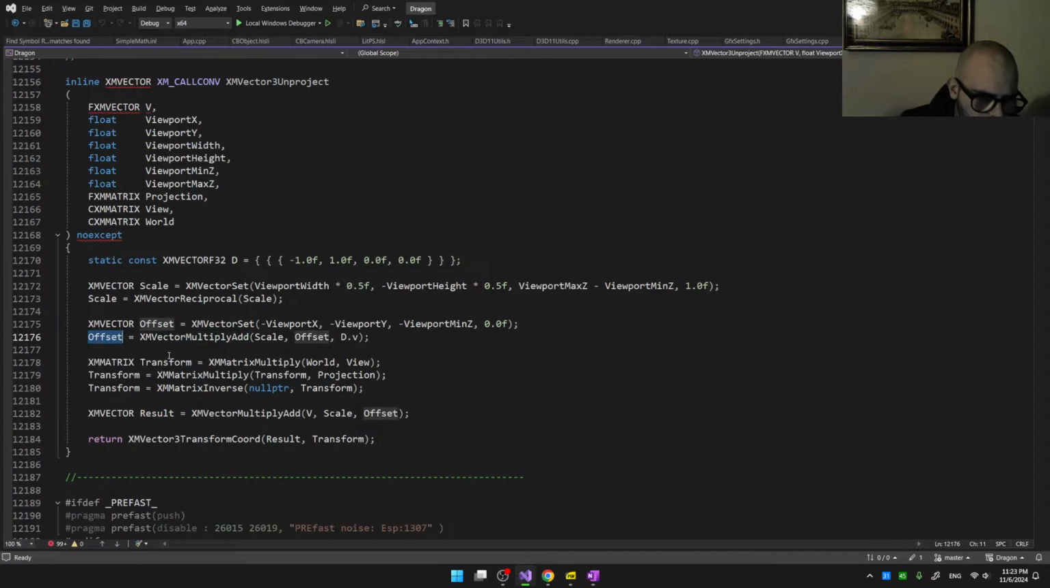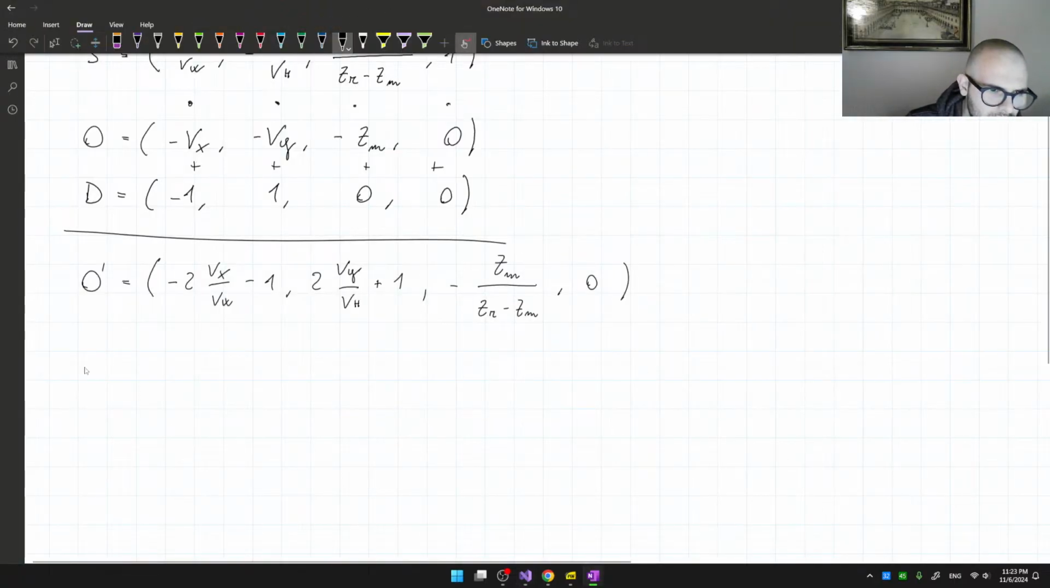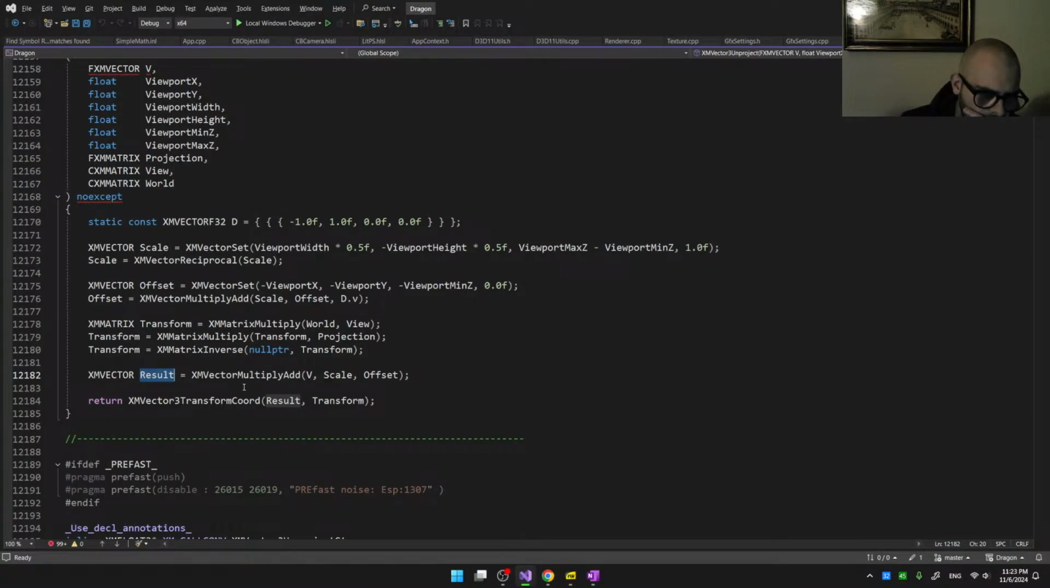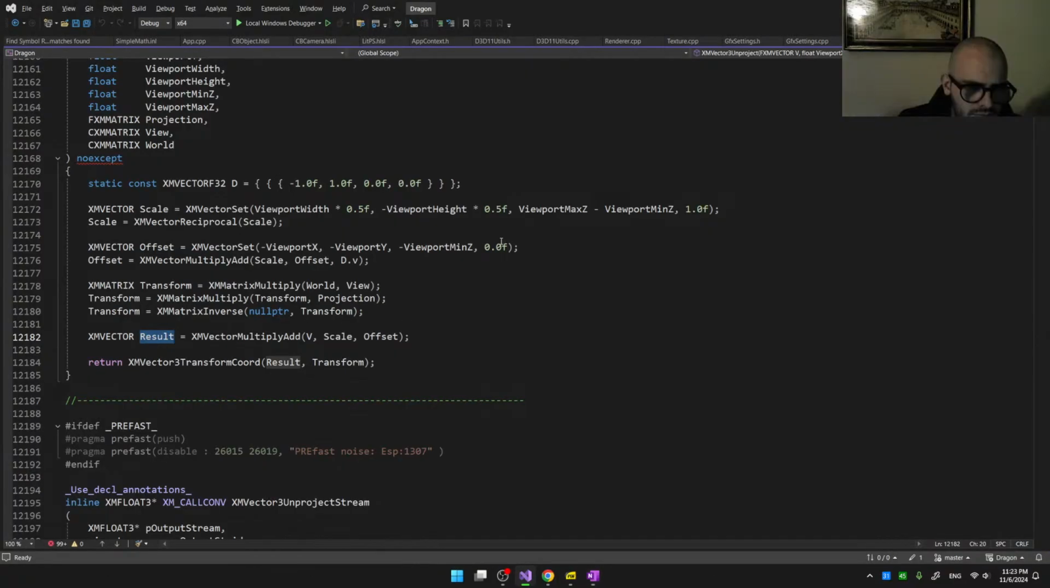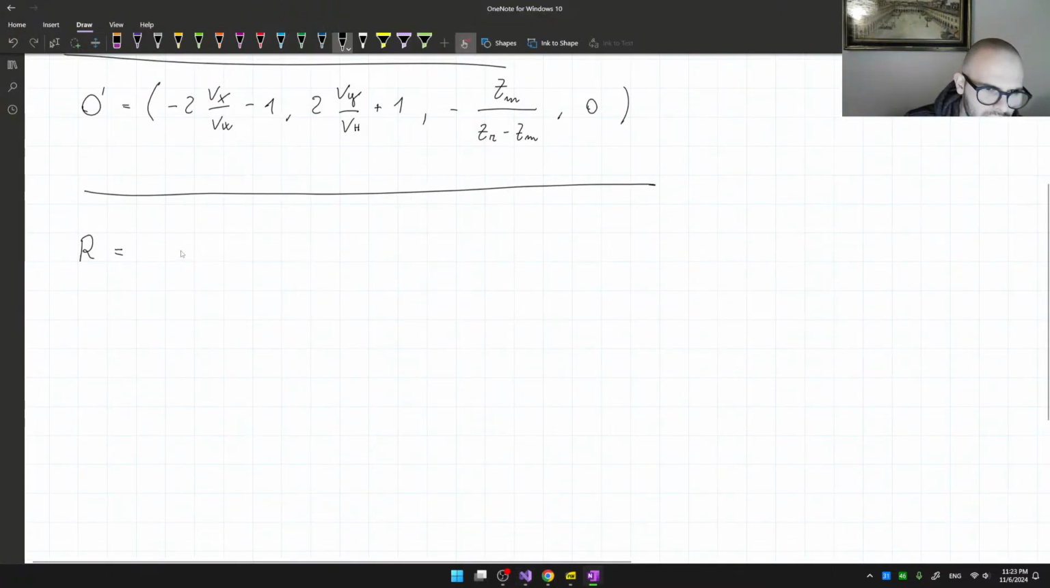Now we compute the transform, I don't care about it. The result that we call R, what is the result? The result is a vector multiply add, where we take the V, it would be something like X, Y, Z, W.